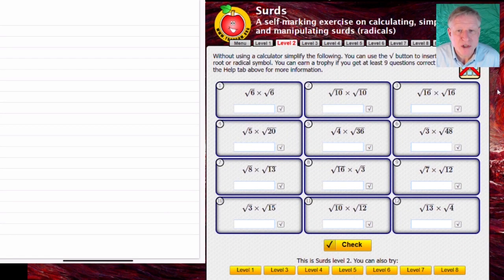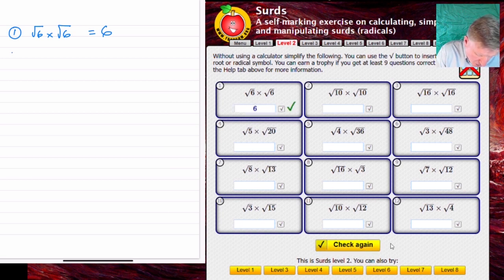So here's level 2. What we have to do is simplify these expressions. So for question number 1, we have root 6 times root 6. Well, if you multiply the root of a number by itself, you get back to the number you started with. So root 6 times root 6 is equal to 6. So let's see, I'll type that in there, press the check button. Yeah, I'm getting it right.